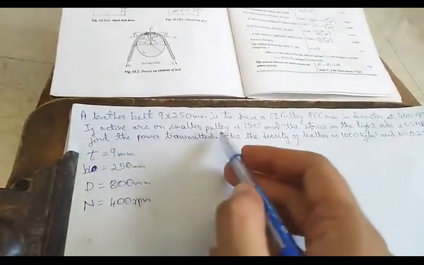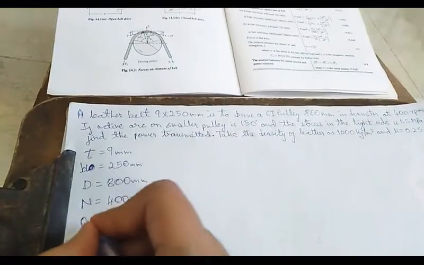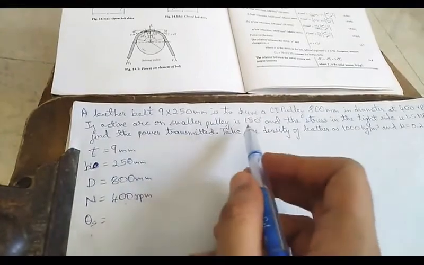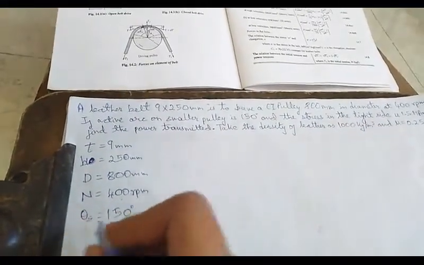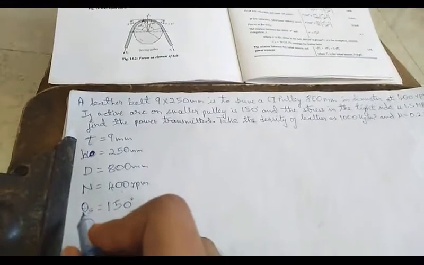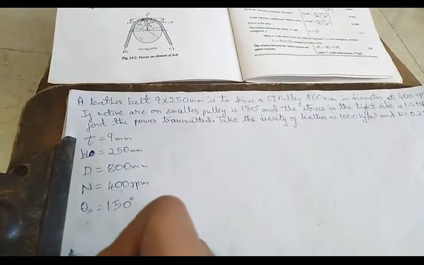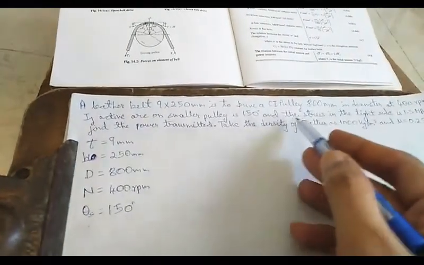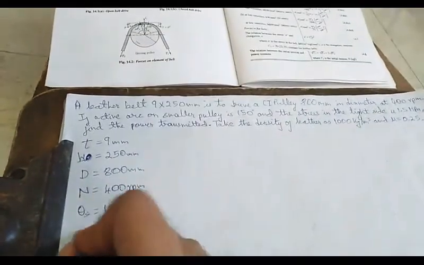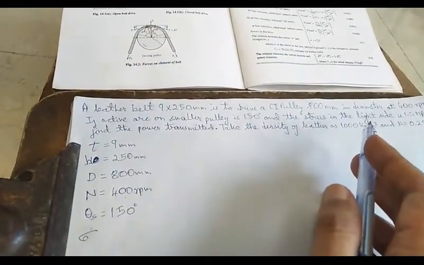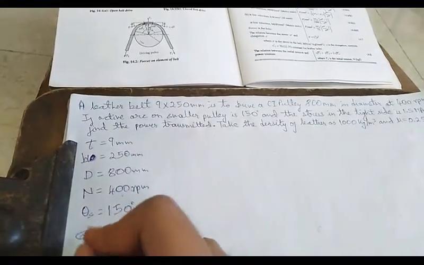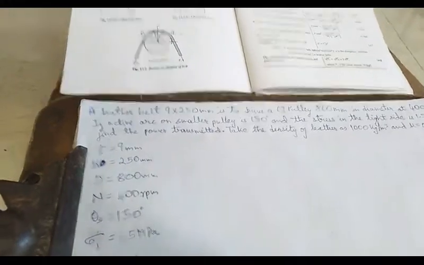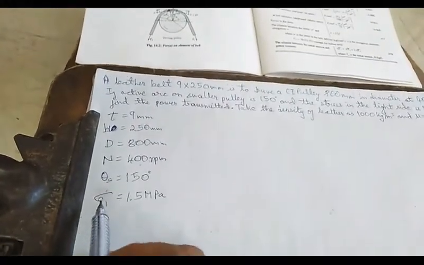If the active arc on smaller pulley is 150 degree. So theta S. Here we have to take theta S because the arc on smaller pulley is 150 degree. This is lap angle. This is nothing but lap angle. That is the angle from which the belt engages the pulley and it leaves the pulley. And the stress in the tight side is 1.5 MPa. So for tight side tension we shall take T1 and stress sigma 1 we shall take. For stress in slack side we shall take it as T2 and sigma 2.